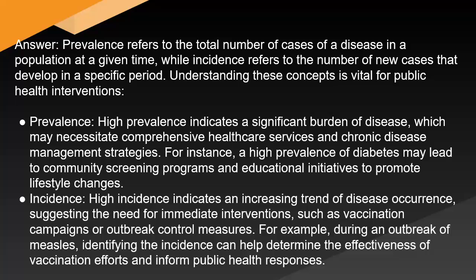For instance, a high prevalence of diabetes may lead to community screening programs and educational initiatives to promote lifestyle changes. Incidence. High incidence indicates an increasing trend of disease occurrence, suggesting the need for immediate interventions such as vaccination campaigns or outbreak control measures. For example, during an outbreak of measles, identifying the incidence can help determine the effectiveness of vaccination efforts and inform public health responses.